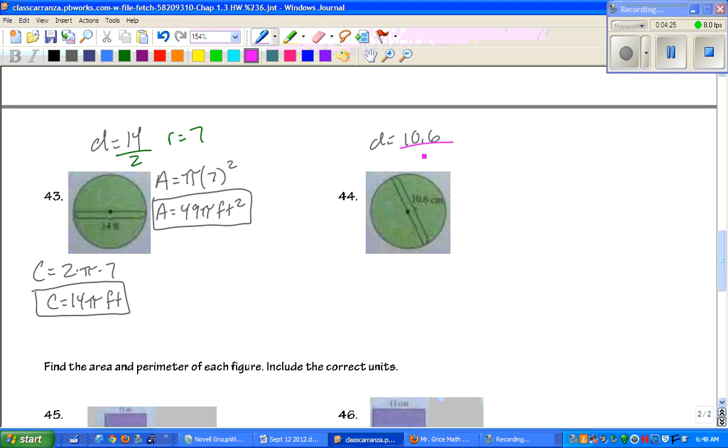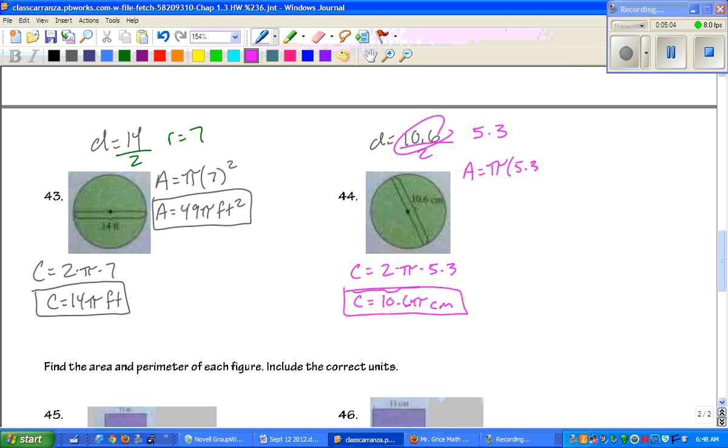Okay, same thing. They tell us diameter, we got to find the radius. Divide that by 2, and you get 5.3. So circumference equals 2 times pi times 5.3. Well, that's pretty much what we just did. We just took half of it, so if we multiply it by 2, we're going to get the same thing. So 10.6 pi centimeters.